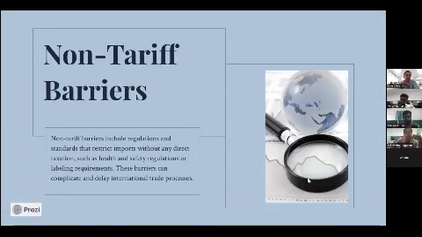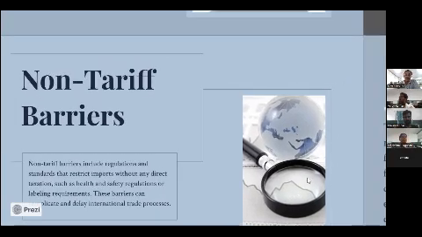Non-tariff barriers. What are non-tariff barriers? Tariff means putting some limits, fixing the rates. Non-tariff barriers include regulations and standards that restrict imports without any direct taxation, such as health and safety regulations or labeling requirements. These barriers can complicate and delay international trade processes. These barriers mean putting some hurdles, some restrictions. We should not do such types of activities, which is specified very clearly.